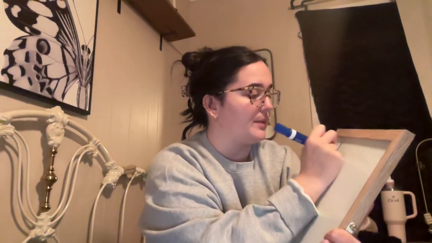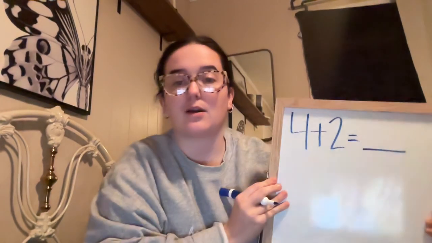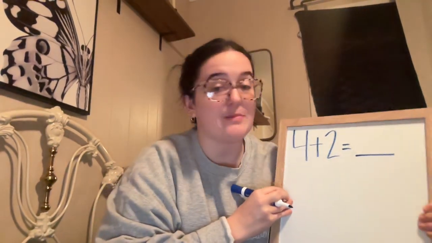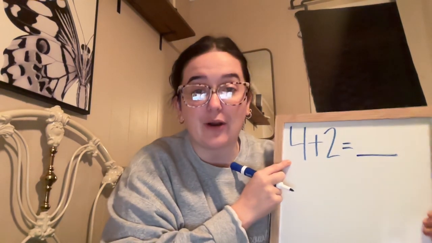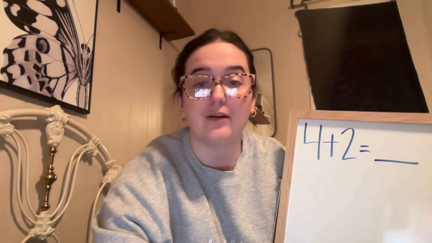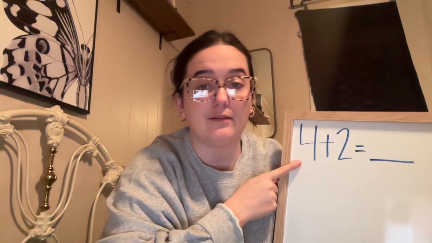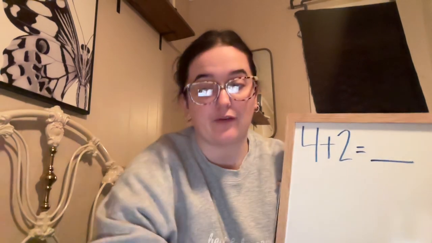Okay, perfect. We have 4 plus 2. All right. So, can anybody remember what our first step is? Yes, to count out our first number with our cereal friends. So let's count them together. What's this number right here? 4. So we're going to count out how many? 4 cereal friends. Good job.